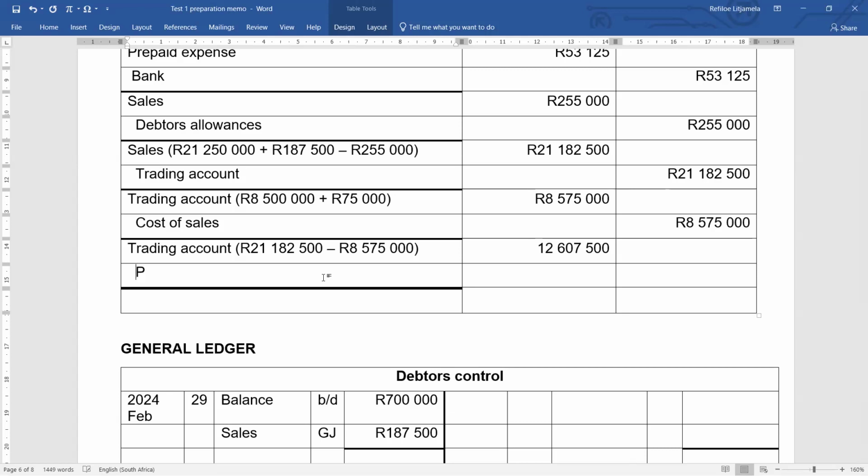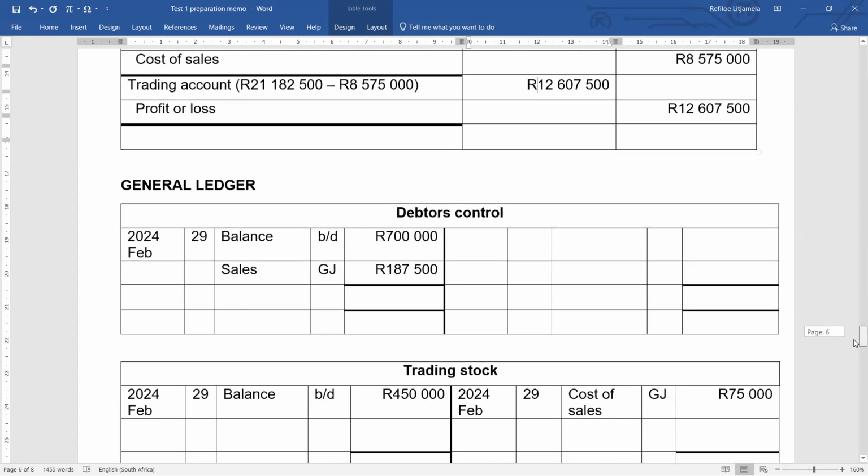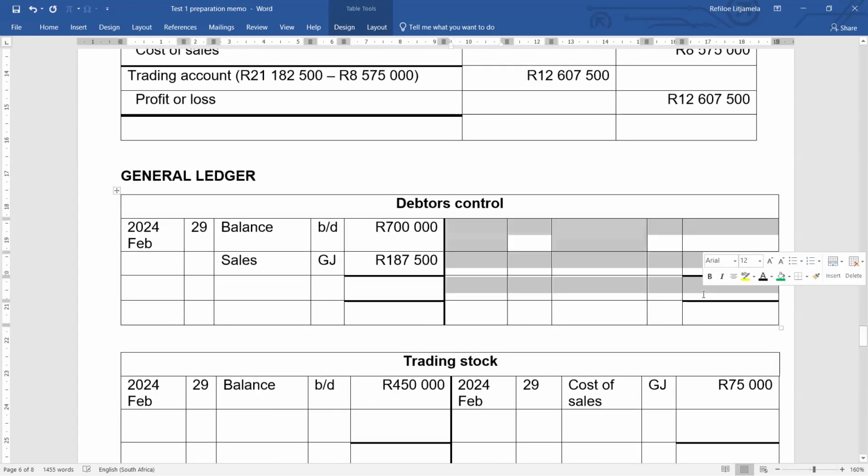So everything will be taken to profit or loss. And this is just your gross profit, okay? It is just your gross profit, and it will be 12,607,500. All right, and that is your gross profit. All of it will be taken to profit or loss, where we're gonna add other income and then subtract all the other expenses, okay?